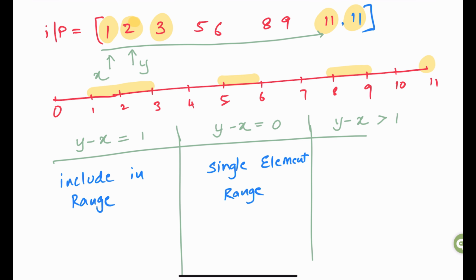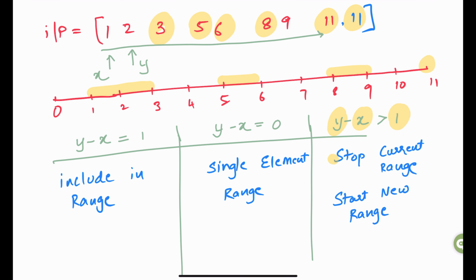And the last but not the least is the difference between y and x is greater than 1. It means that the numbers are no longer consecutive. Like for example, the difference between 3 and 5 or 6 and 8. The difference is 2, which is greater than 1. It means the range cannot be continuous, which means we need to stop the current range and start a new one with y as the starting point. I hope you were able to understand how we broke this entire problem down into three scenarios and solve them separately.